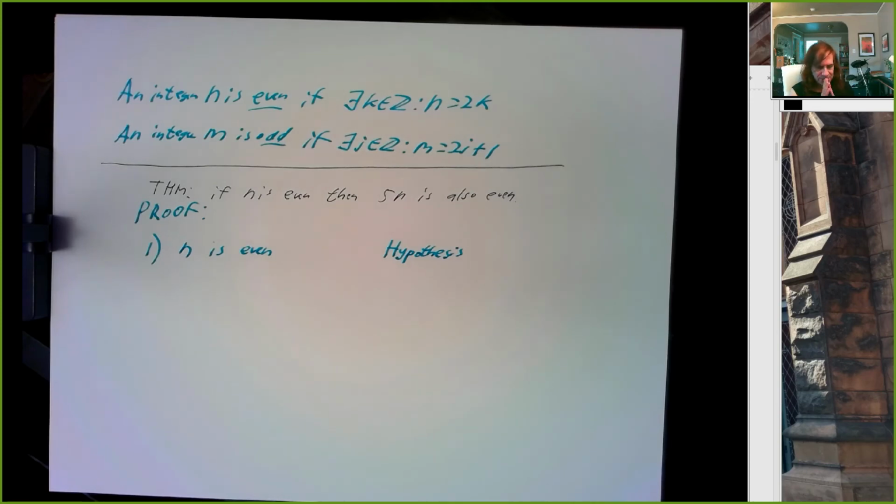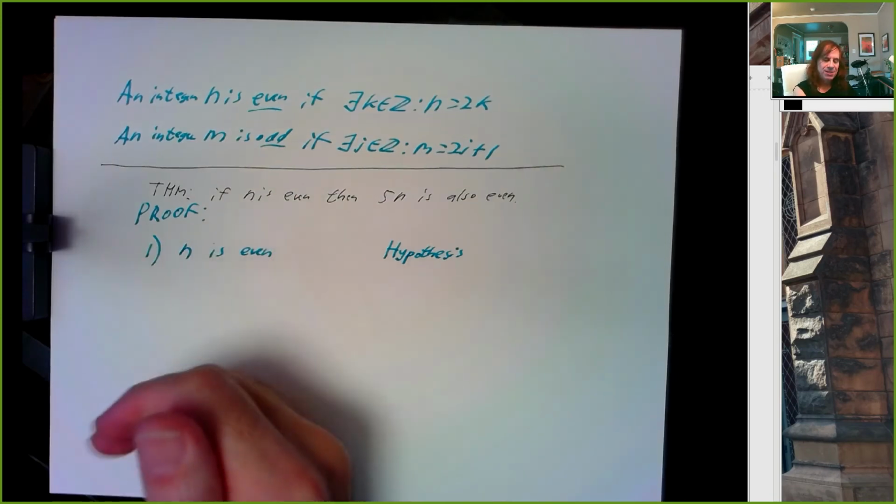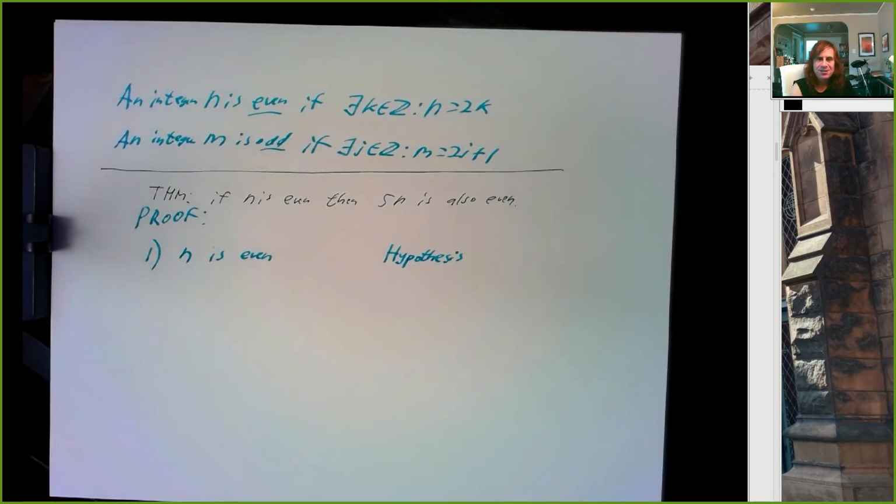Cool. All right, so statement 1, n is even. That's true because that's the hypothesis we're given. We need to go blah, blah, blah, blah, blah. Bingo, 5 times n is even, QED. So we got to fill in that blah, blah, blah part.